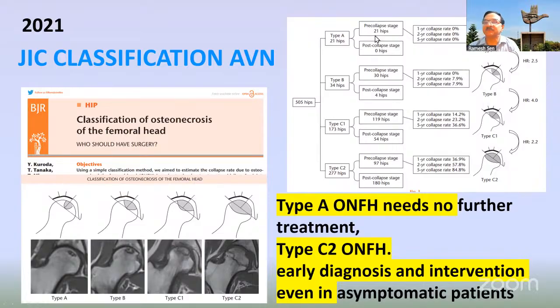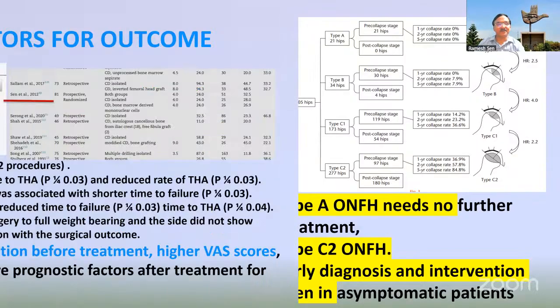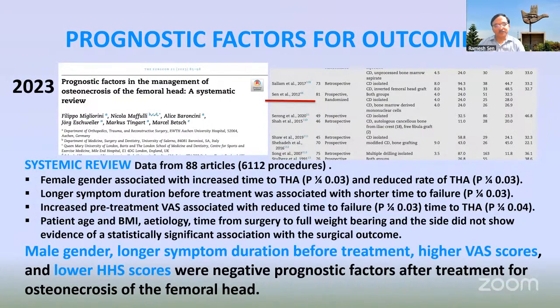Now, for these types of lesion, you can look at this side: how much collapse. If it is a type A lesion, we don't have any collapse eventually happening. If B, it might happen in 8%. If it is C1, a reasonable number of cases, and by 5 years, C2, 84% are likely to collapse. So this is a very important classification. We can say type A probably may need no treatment, and type C2, we must be careful about managing these cases.